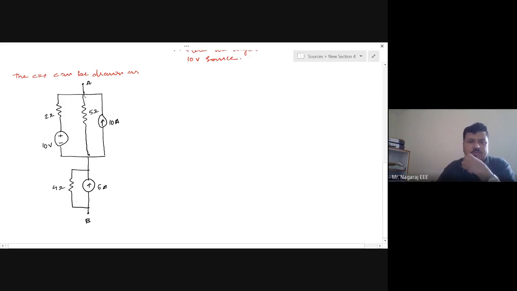Now I have to apply the source transformation technique here. First I should observe what transformation will help me in getting the final result with a minimum number of steps. The possibilities are I can convert 10 ampere 5 ohms into a voltage source, 6 ampere 4 ohm into a voltage source, or 10 volt 2 ohms into a current source.